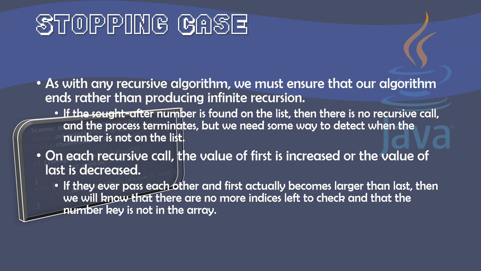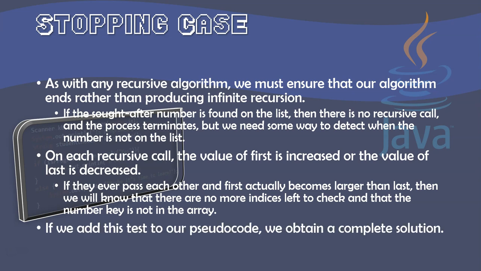Well, on each recursive call, the value of first is increased or the value of last is decreased. If they ever pass each other, and the first actually becomes larger than the last, then we'll know that there's no more indices left to check, and the number is not in the array. So if we add this test, therefore, to our pseudocode, we can have a complete solution.